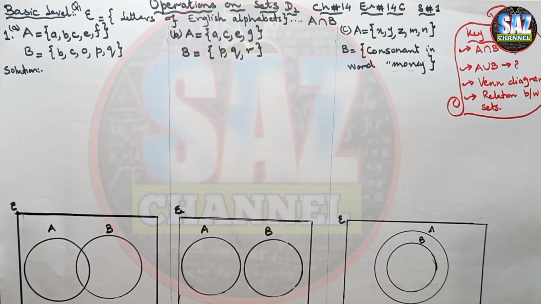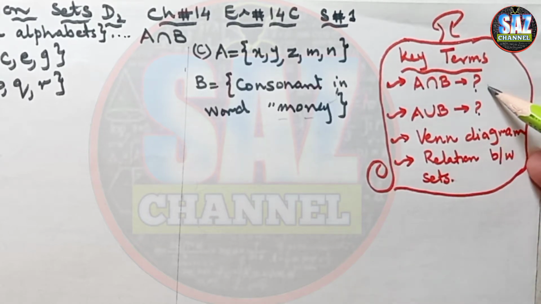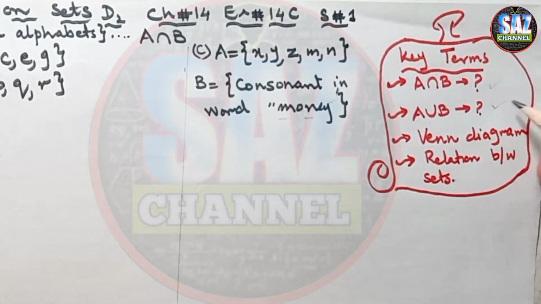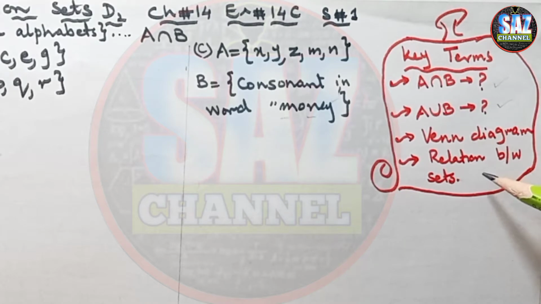This is my first lesson of D2, chapter number 14, exercise 14C. In this lesson, I'll discuss the operations on sets. Before going to the lesson, there are some key terms that we have to understand: what are the relationships and operations on two sets. The operations on two sets can be A intersection B and A union B, that I'm going to discuss in this lesson. And then we have to understand what is the Venn diagram and the relationship between the sets.